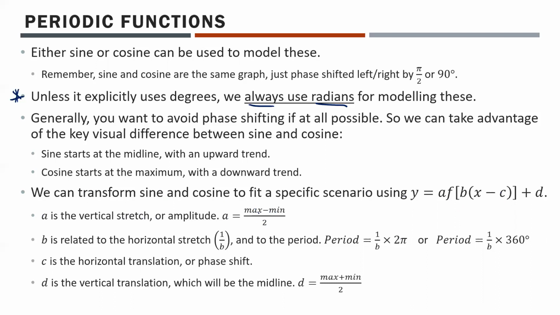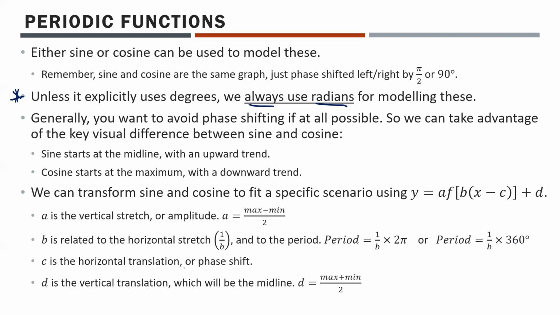If you can't remember that, you can always intuitively find your vertical stretch, especially if you were given a picture. B is related to the horizontal stretch being 1 over B, and to the period. Remember, period is 1 over B, your horizontal stretch, times the original period of 2 pi, or if for whatever reason you're using degrees, it's 1 over B times 360 degrees.